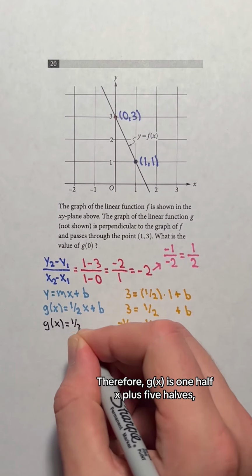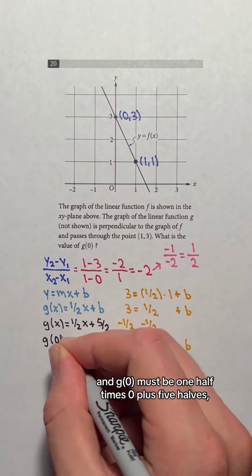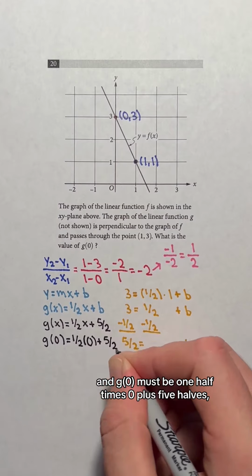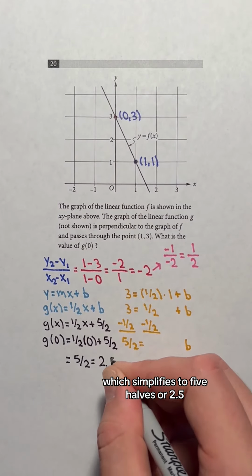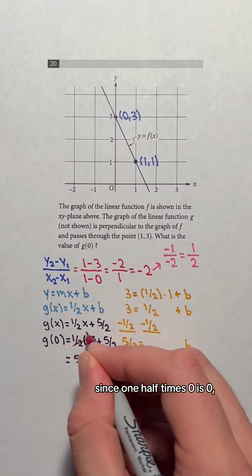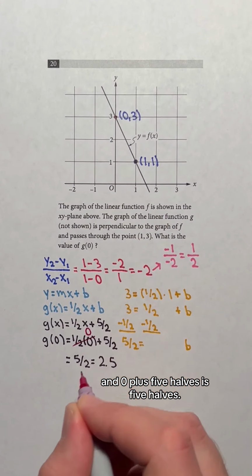Therefore, g(x) is 1 half x plus 5 halves, and g(0) must be 1 half times 0 plus 5 halves, which simplifies to 5 halves or 2.5, since 1 half times 0 is 0, and 0 plus 5 halves is 5 halves.